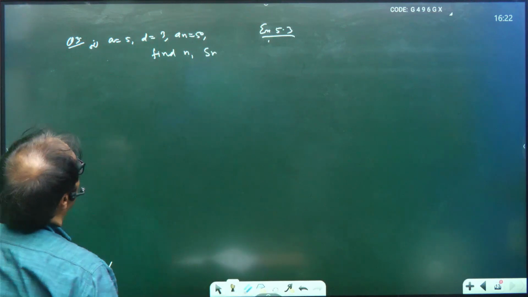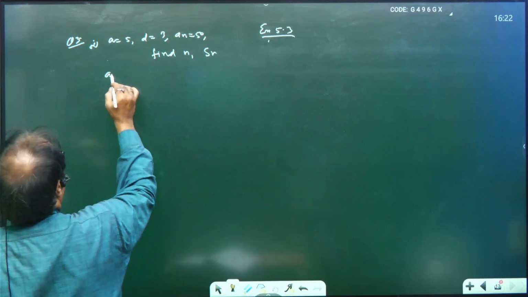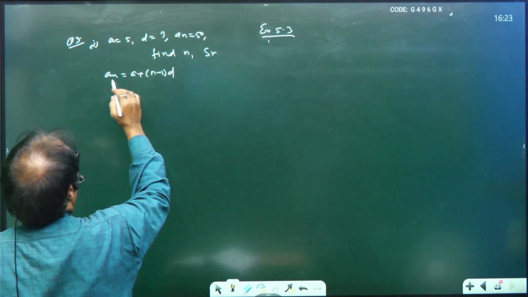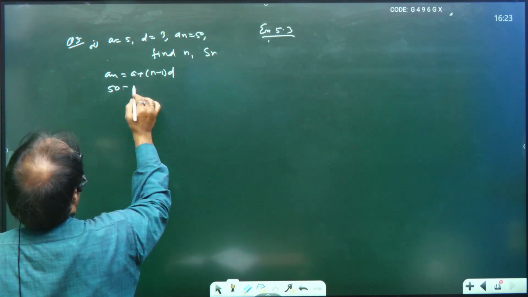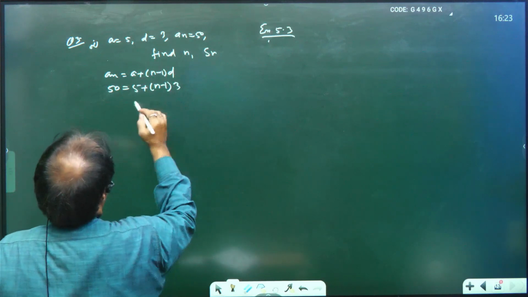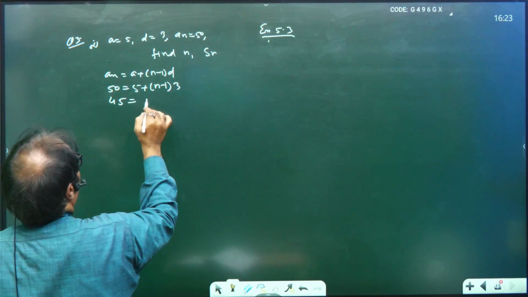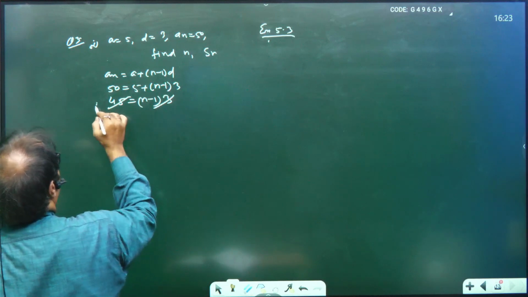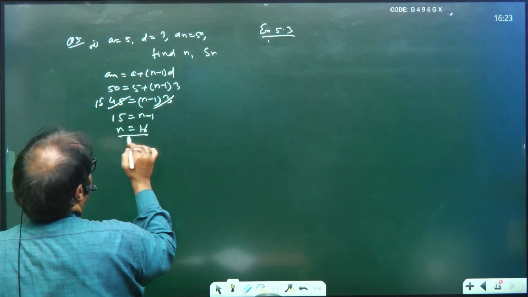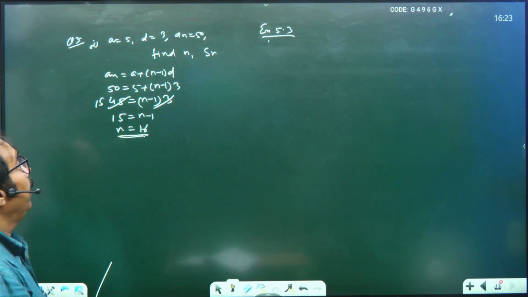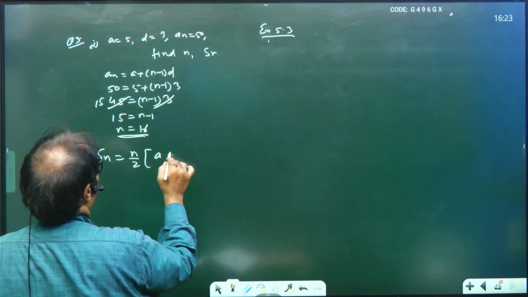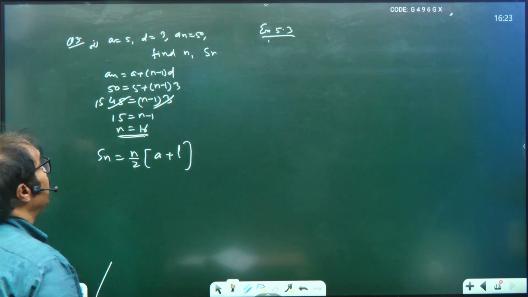So apply the formula, because An is given. So An is equal to A plus n minus 1 into D, and An is given 50, A is 5, N we have to find, and D, what about the D? D is 3. So this is 45, n minus 1 into 3. So this will be cancelled. So 15 is equal to n minus 1. So N is equal to 16. This is the answer for N. And now Sn. So Sn is equal to n by 2 into a plus l, because l is given, n is given.